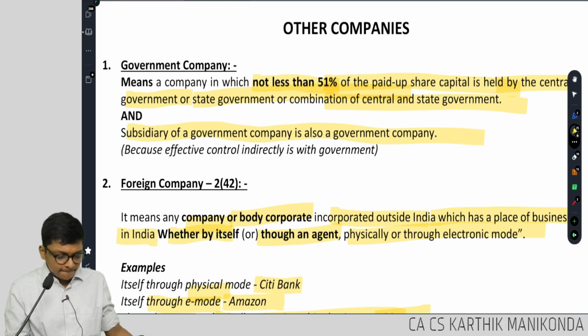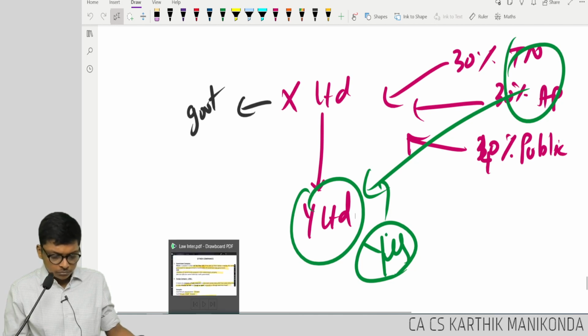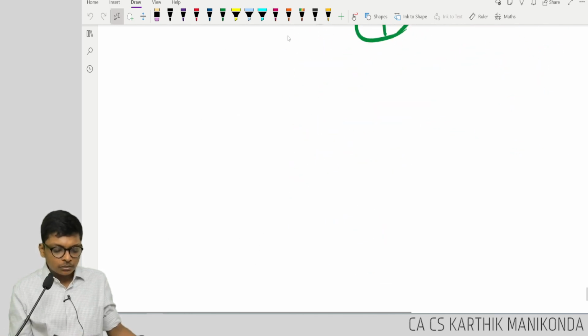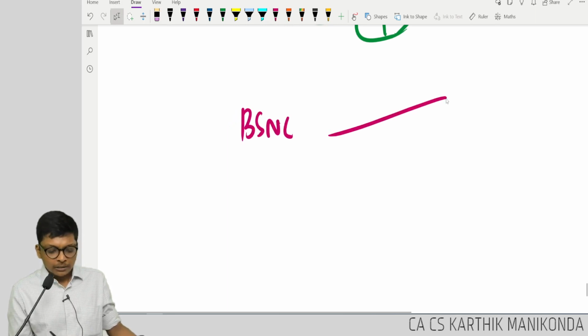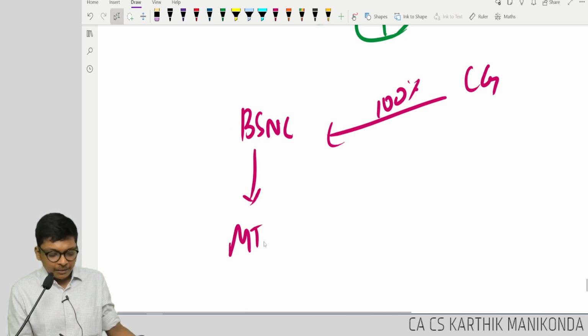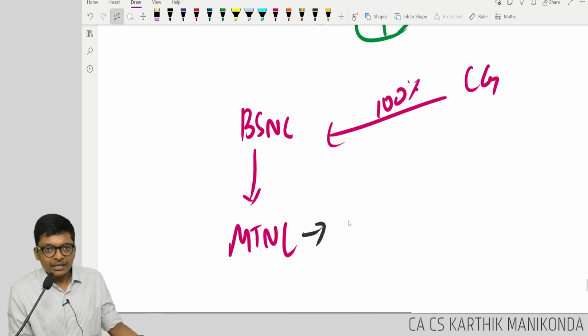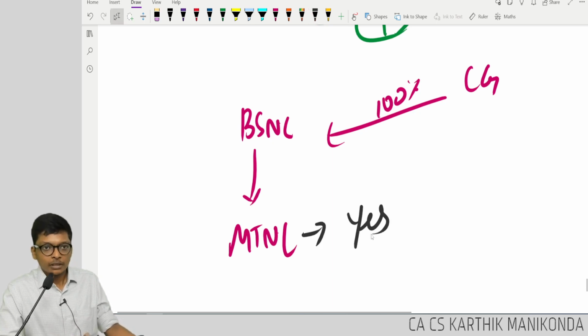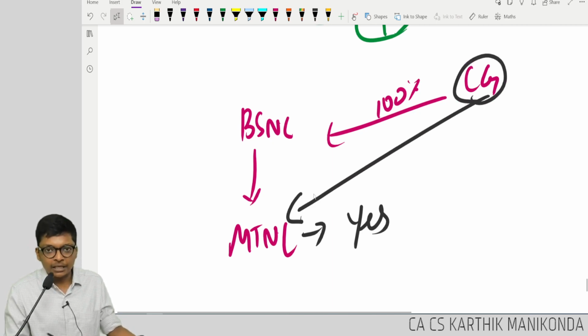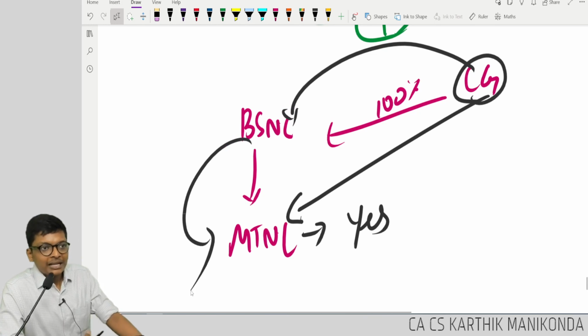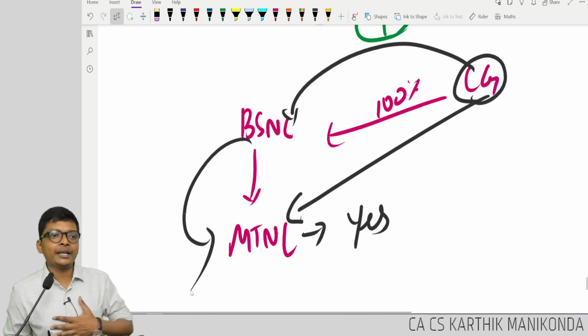Following? Yes, doubt? I'll give one more example. Let's take LIC, or let's take some other government company. Let's take BSNL, just now we saw. BSNL 100% is held by whom? The central government. If BSNL has a subsidiary, for example, MTNL, subsidiary of BSNL, is MTNL a government company? Yes. Even though the government does not have direct shares in MTNL, through BSNL they control MTNL. Are you following, guys? Example. Clear.